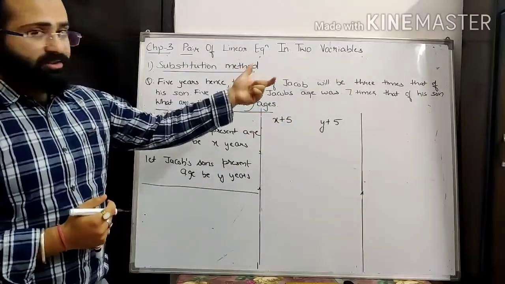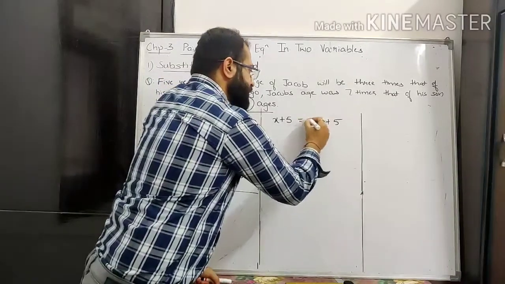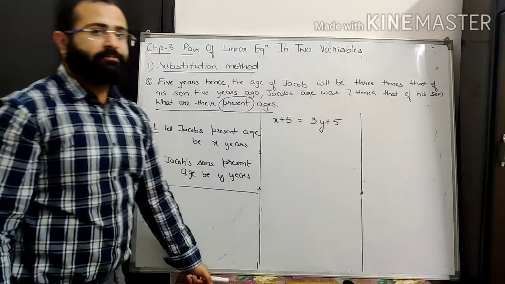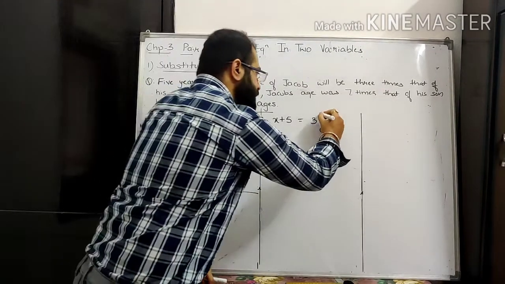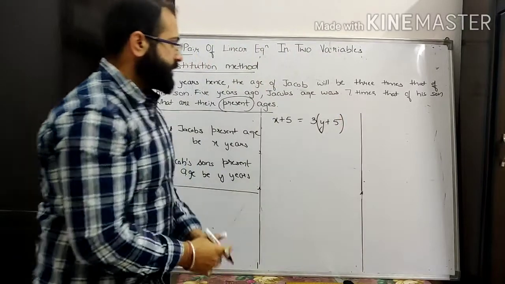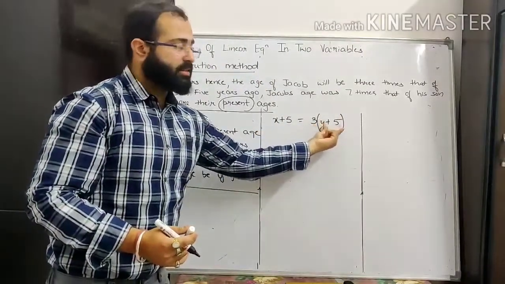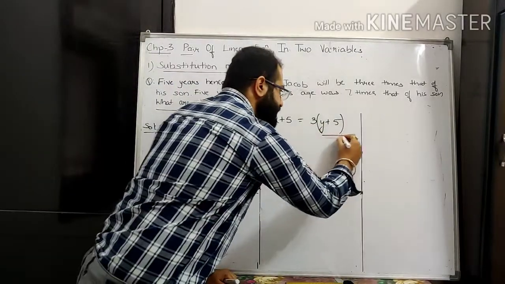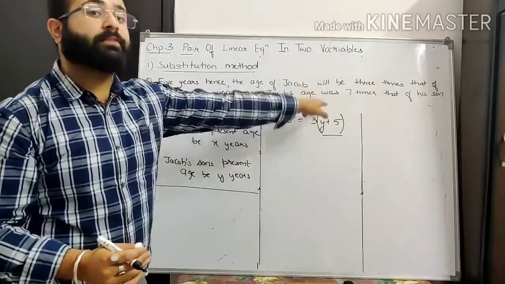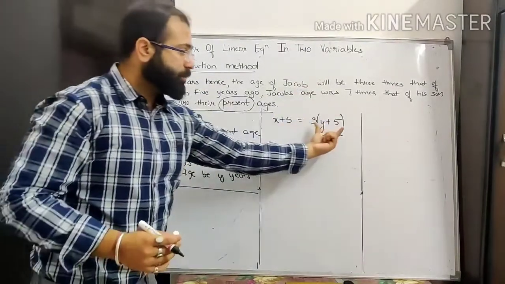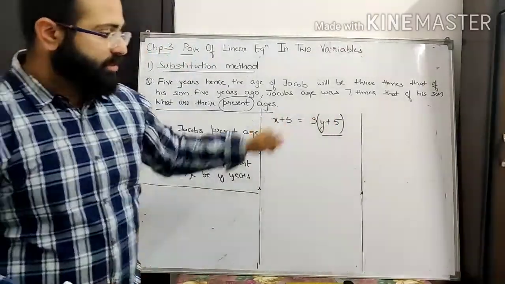Jacob's age will be 3 times that of his son. When we have this clause "3 times", what do students do? They just put 3 over here. This is the very first mistake. This has to be a complete bracket. Jacob's age will be 3 times his son's complete age after 5 years, not just 3 times the present age plus 5. We need to put the bracket so that 3 is multiplied with both the terms. This is the correct way.